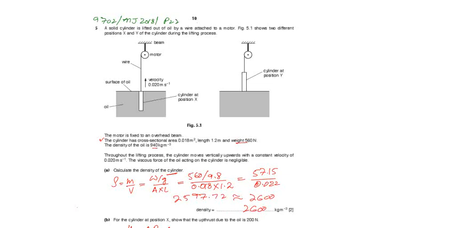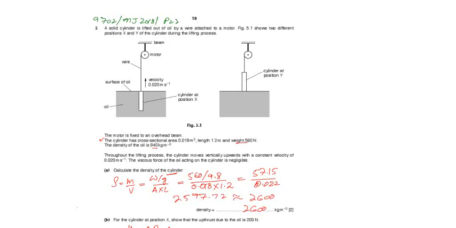Question number 5. A solid cylinder is lifted out of oil by a wire attached to a motor. The diagram shows two different positions X and Y of the cylinder during the lifting process. The motor is fixed to an overhead beam. The cylinder has cross-section area 0.018 meter squared, length 1.2 meter, and weight 560 Newton. The density of the oil is 940 kilogram per meter cube. Throughout the lifting process, the cylinder moves vertically upward with a constant velocity.